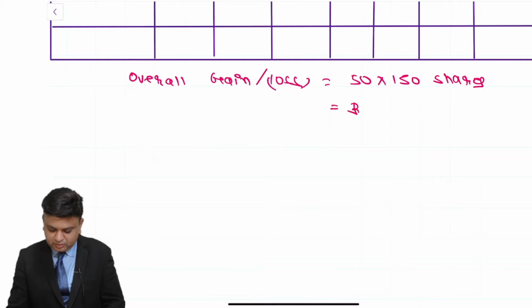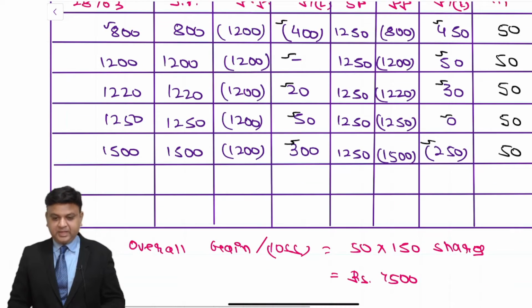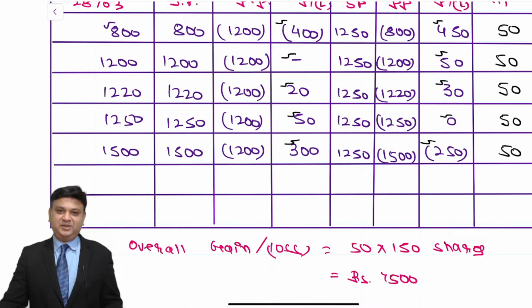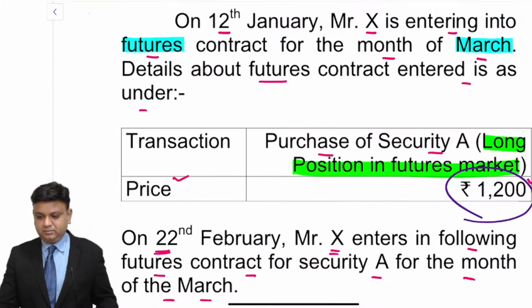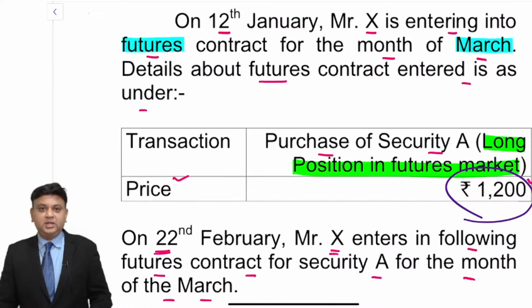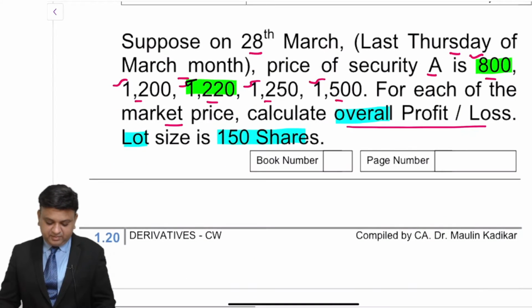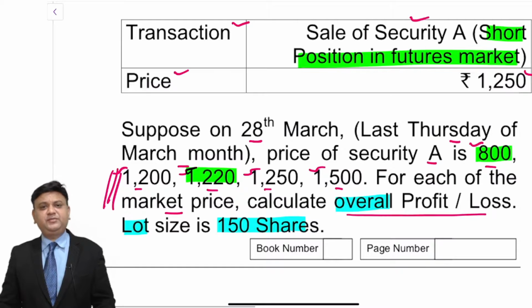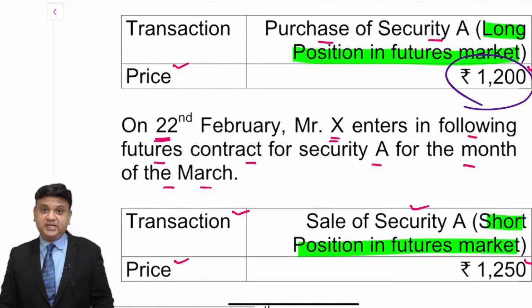That comes to rupees 7,500. This is the way the overall profit or loss can be calculated. So now importantly we understand that whatever may be the spot price of the security, you have a fixed profit of 50 rupees per share. Why? Let us understand that now carefully.